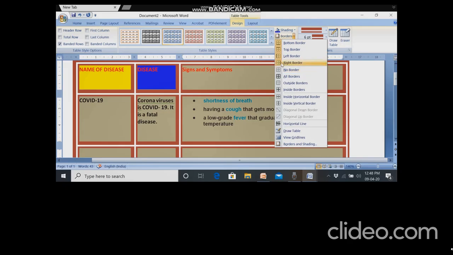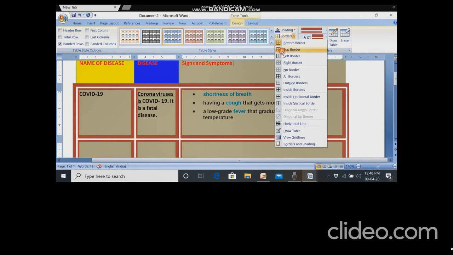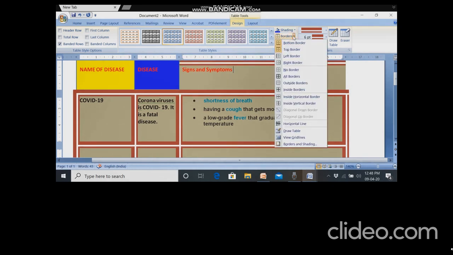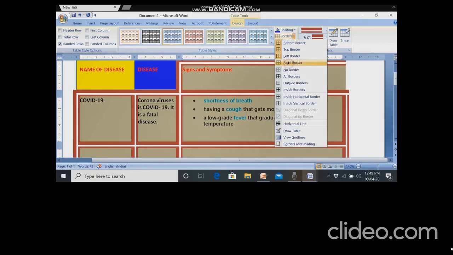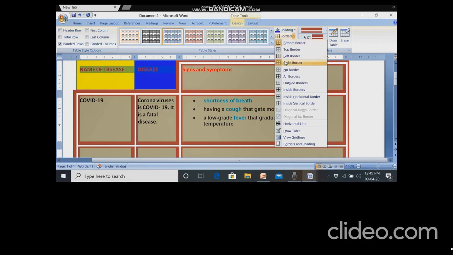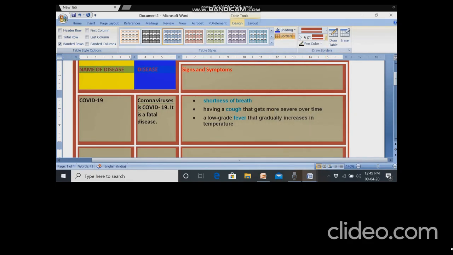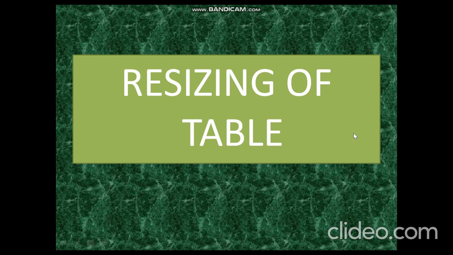We can make the right side border available, top border, then left border. Whichever cell is selected, it will be doing it for that. Then right border. Now suppose I am selecting these two. Left border. Do it for this one also, left border. Then top border.